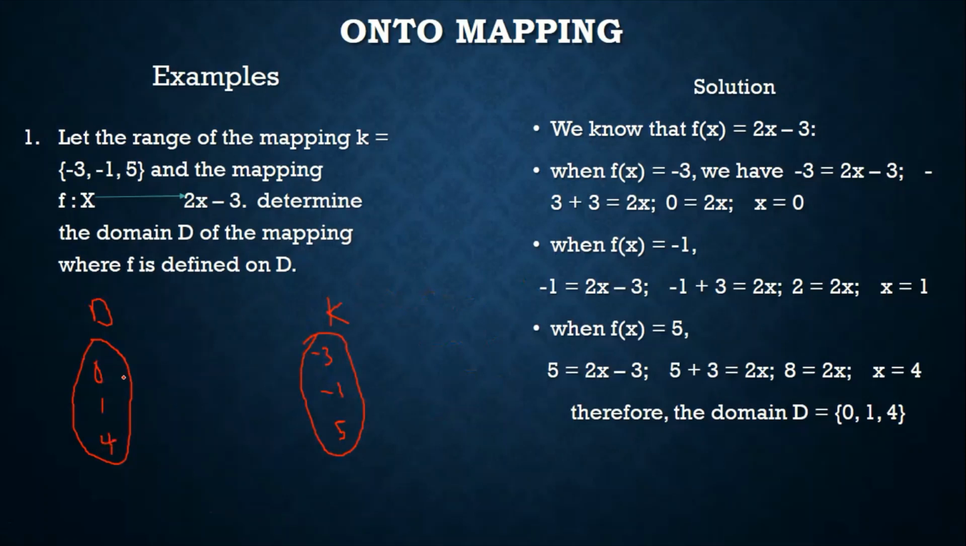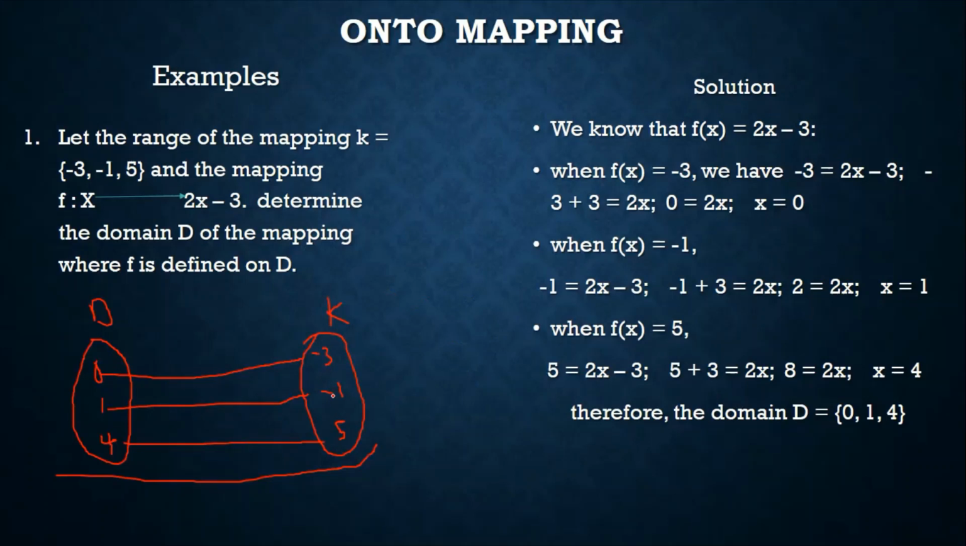Okay, now I'm drawing this for you to be able to tell whether it is a one-to-one mapping or an onto mapping. So 0, according to what we solved, is mapped to minus 3, 1 is mapped to minus 1, and 4 is mapped to 5. So from this mapping, we can see that each element in the codomain is an image of elements in the domain.